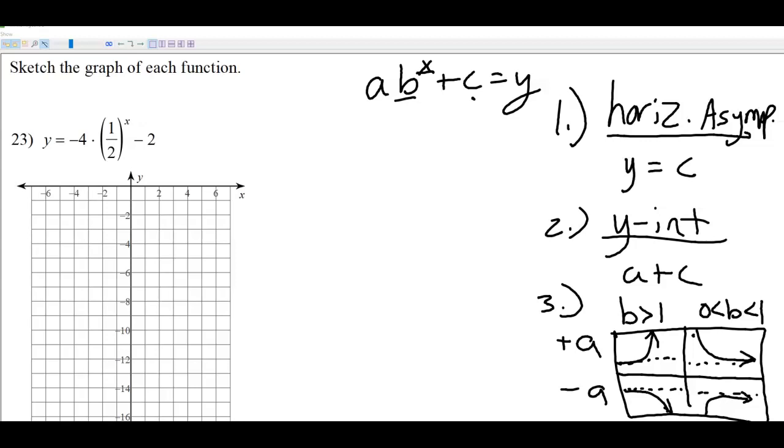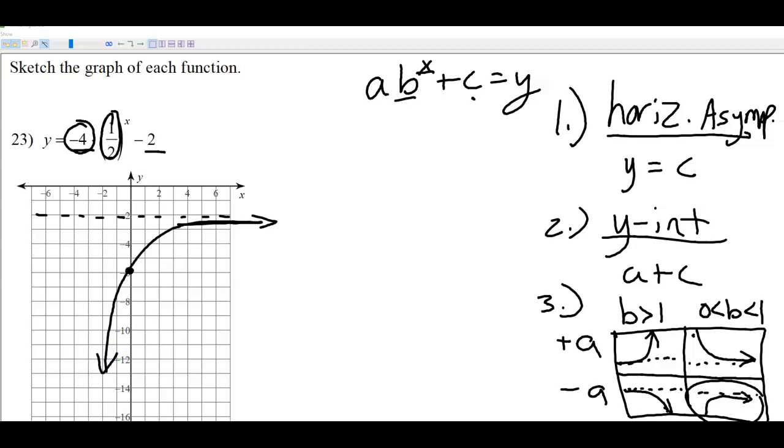So first of all, what's my horizontal asymptote? Okay, so I'm going to draw a horizontal line here at -2. What's my Y-intercept? -6, because a plus c is -6. Now I have to figure out what shape to connect them with. My b value is less than 1, and my a value is negative. That would be this shape here. So I'm going to connect this dot with that shape so I get my asymptote over there. There we go. So that's how we graph exponential functions.